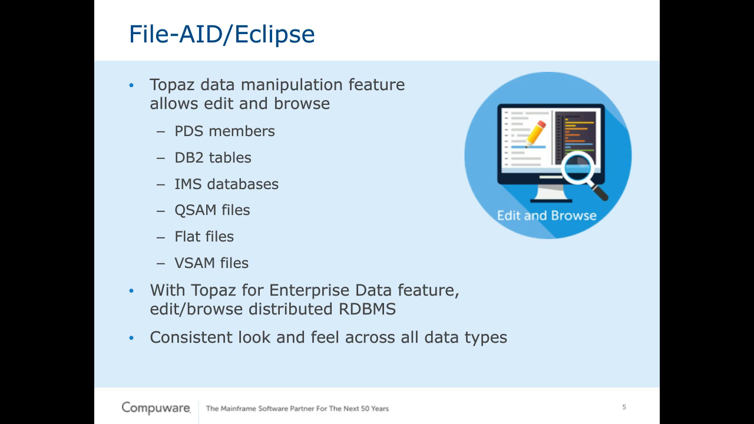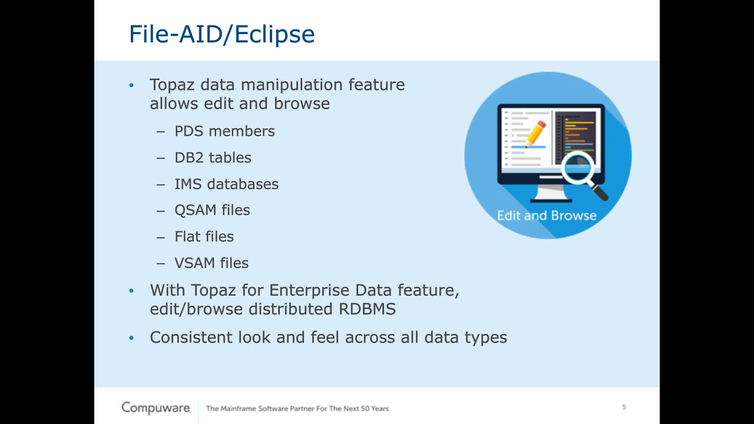And Robin, I think it's important for us to point out to everyone listening how they go about getting these features within Topaz Workbench. As part of your File-AID licensed products, so File-AID MVS, File-AID for IMS, File-AID for DB2, these are automatically activated within Topaz Workbench as long as you are licensed and configured for them. As Robin pointed out, the Enterprise Data feature add-on gives you the ability to go after distributed data as well, which she'll present a little bit later.